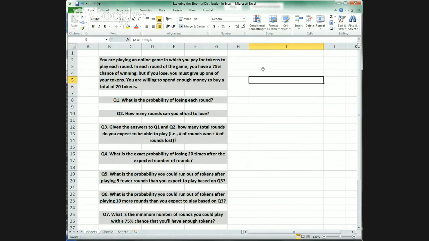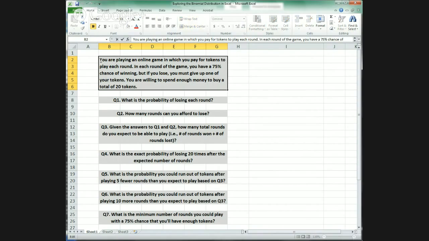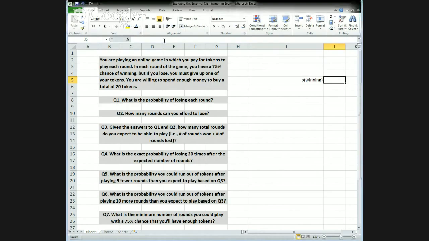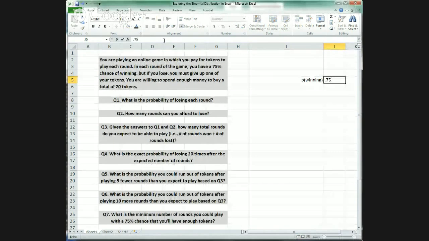And so what we have here are a few pieces of information. So, we're playing an online game. None of that is important to the mathematical problem. In each round of the game, so you're playing a different round each time, in each of those rounds, you have a 75% chance of winning. Okay, so let's put that down first, is that the probability of winning is equal to 0.75.